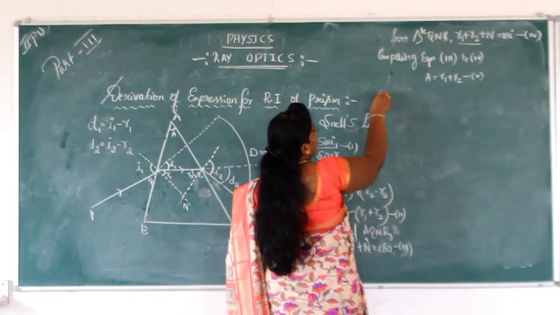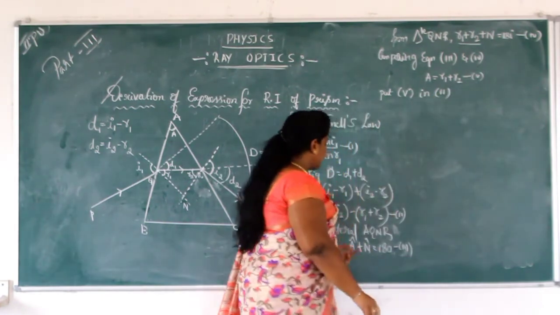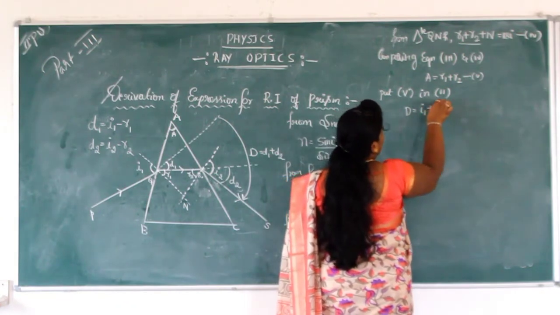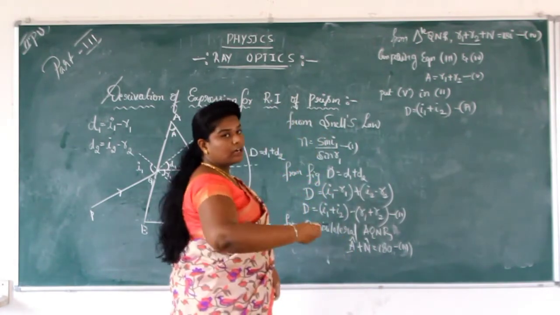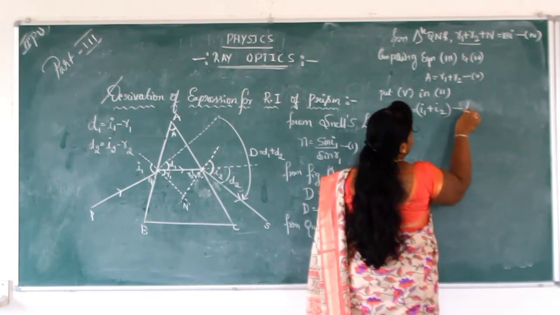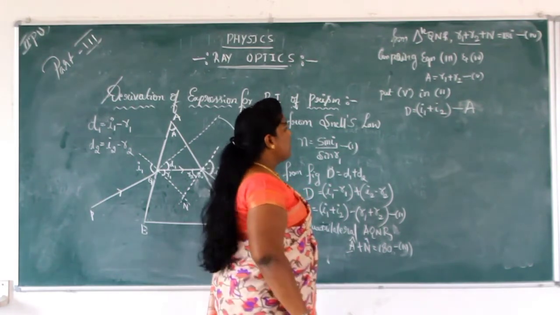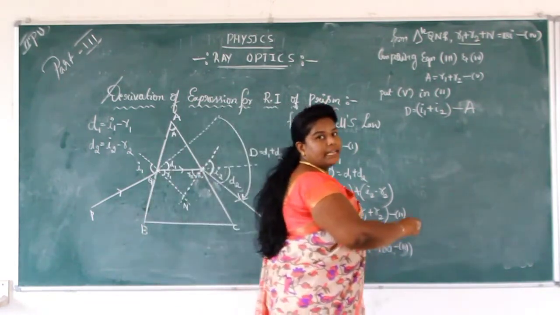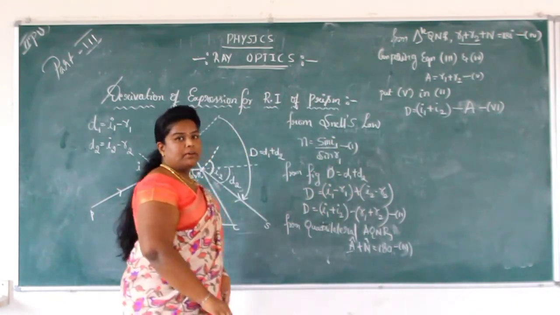So then put equation 5 in equation 2. What will we get now? See here. D is equal to I1 plus I2 minus A, since in place of R1 plus R2 I have written A. So the angle of deviation is I1 plus I2 minus A. Take this one as equation number 6.